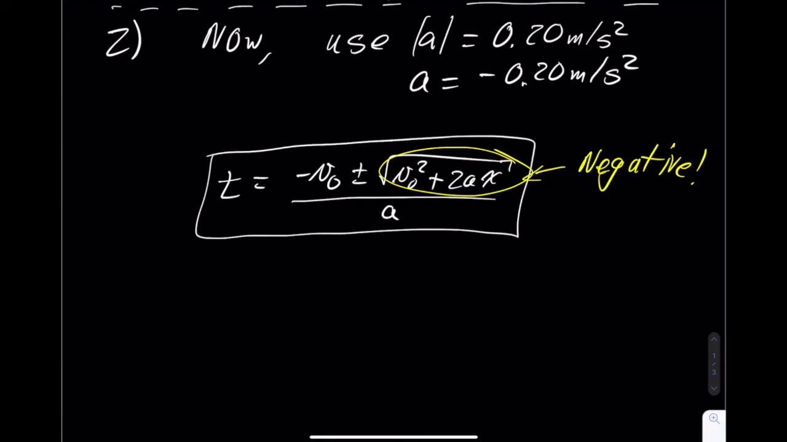Certain calculators will just give you an error. But either way, imaginary time is not something that we can work with. Right? So time has to be a real value. So what that means is there's no solution. There's no time at which he reaches the spaceship. Okay, so no solution. He never gets there. The acceleration, the slowing down is too much. He slows to a stop and turns around before he ever gets there.